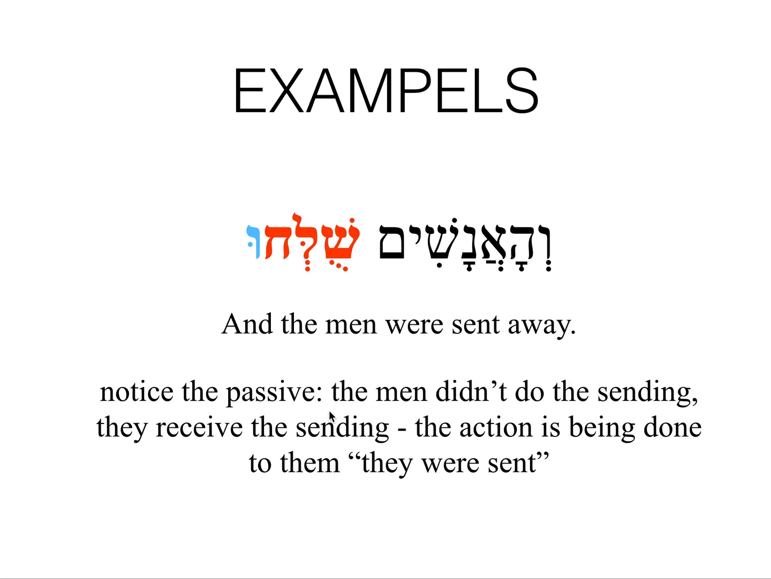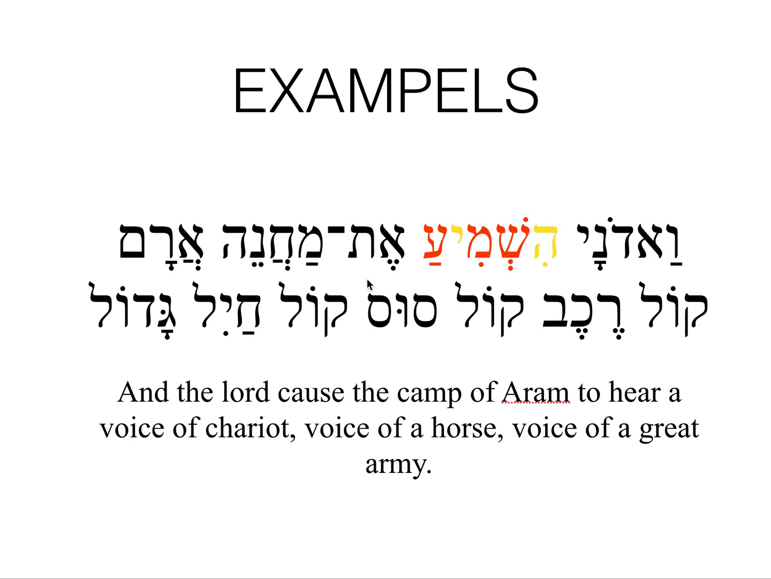So notice the passive: the men didn't do the sending because it's a pual, but they received the action, so they were sent. And a final example, Vadonai hishmiya et machane aram kol rechev kol sus kol chayil gadol.